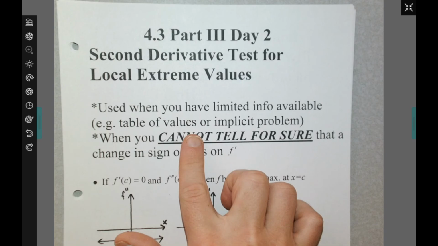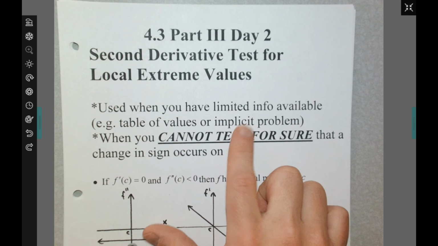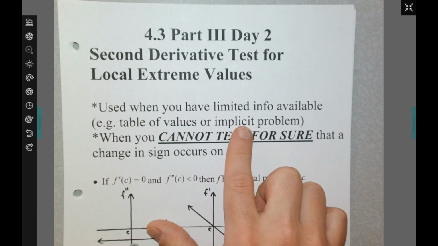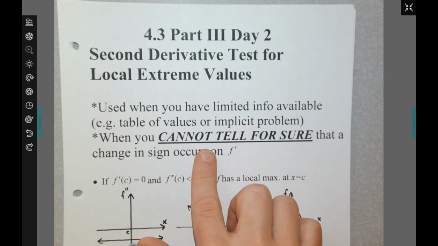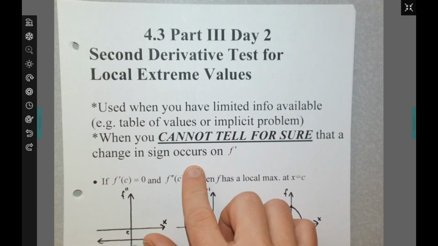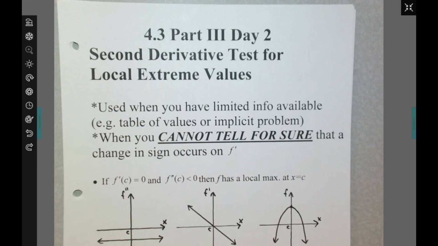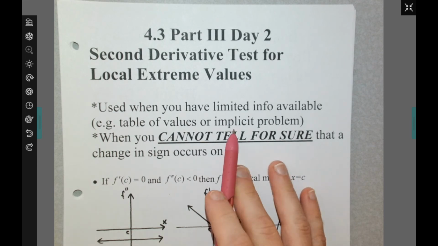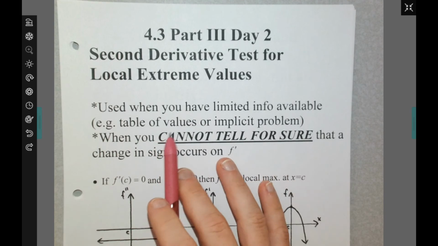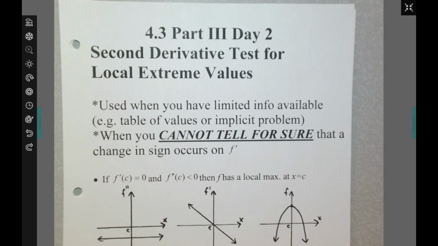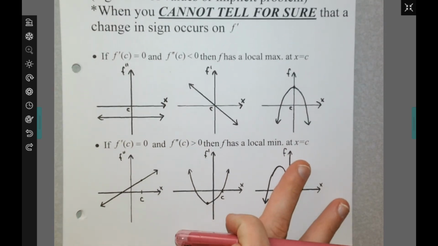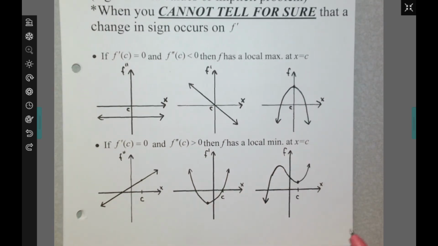So whether it be a table of values or, really, probably where it's going to pop up, an implicit problem. It's where we can't tell for sure that a change in sign occurs on the first derivative. So like I said, this is going to be an extremely rare case. Most likely, it's going to be an implicit problem. Could also possibly be a table of values problem on the AP test. You have these two scenarios here.